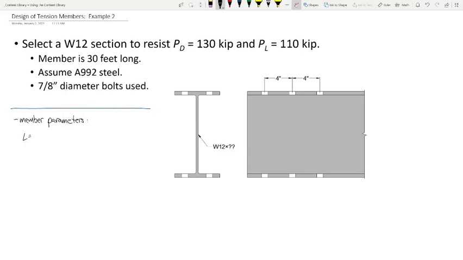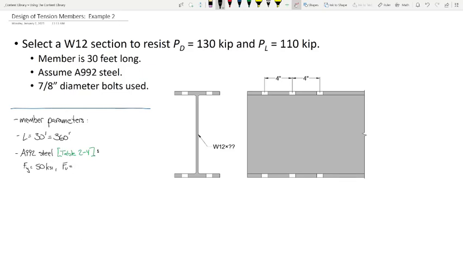So we know the member length is 30 foot long, or 360 inches long. We were given A992 steel. Based off of Table 2-4 for rolled shapes, we know that Fy is what? See if everybody remembers that now. 36? Not for A992. 50. That's right. And we know that Fu is what?